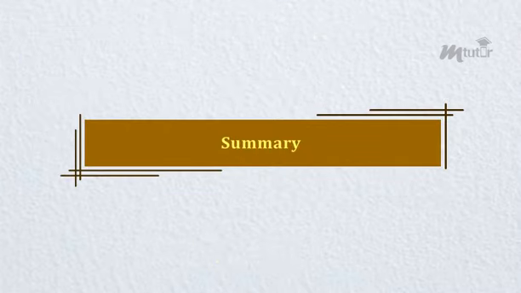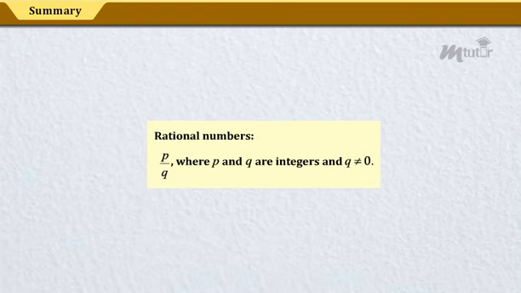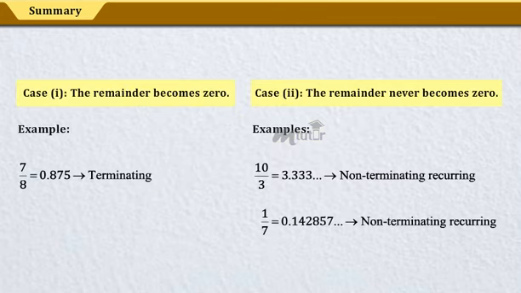Let's now summarize what we have learnt in this lesson. Rational numbers are the numbers of the form p by q, where p and q are integers, and q is not equal to 0. And the decimal expansions of rational numbers have only two choices: either they are terminating or non-terminating recurring.